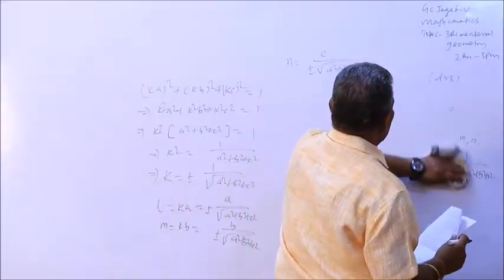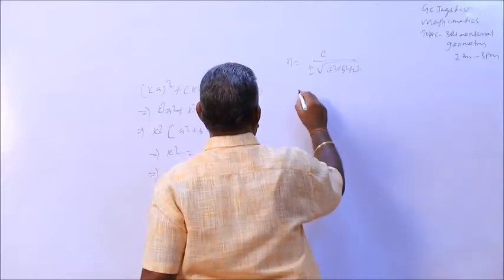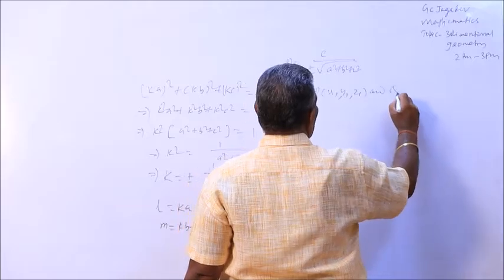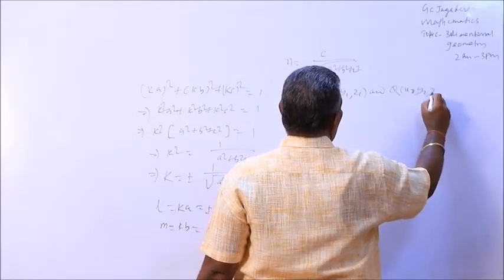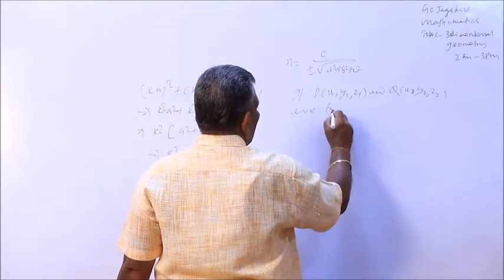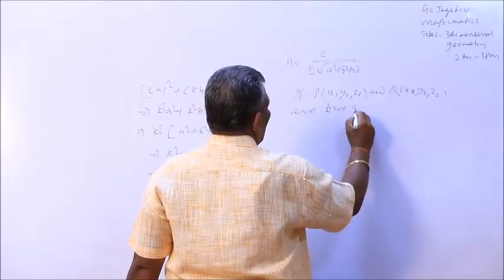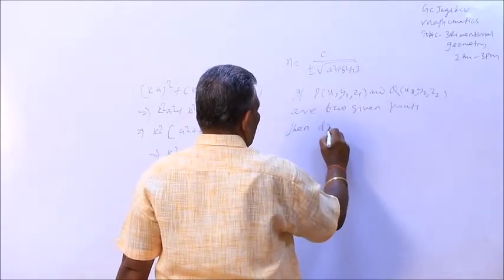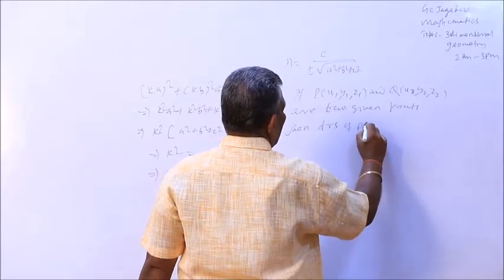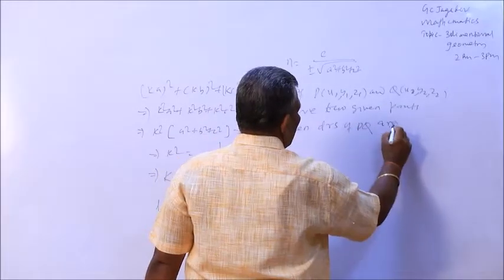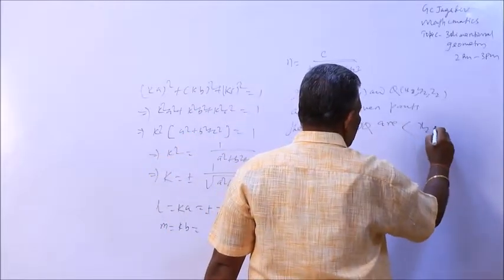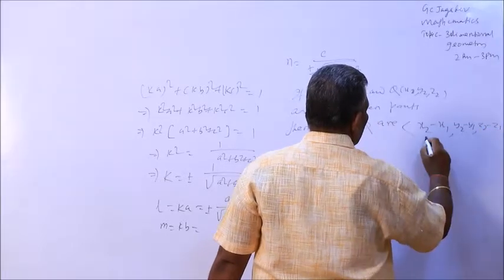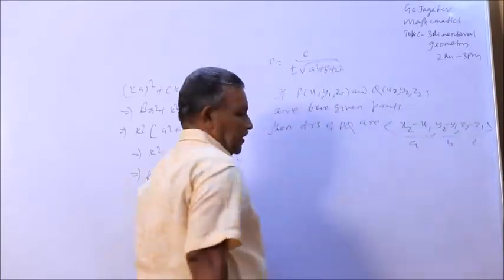So if P(x1, y1, z1) and Q(x2, y2, z2) are two given points, then the direction ratios, DRs of PQ, are like this: x2 minus x1, y2 minus y1, z2 minus z1. Your A, B and C you can take like this.